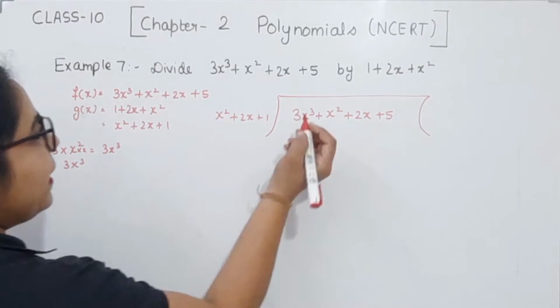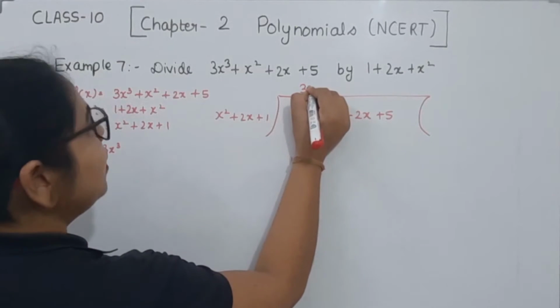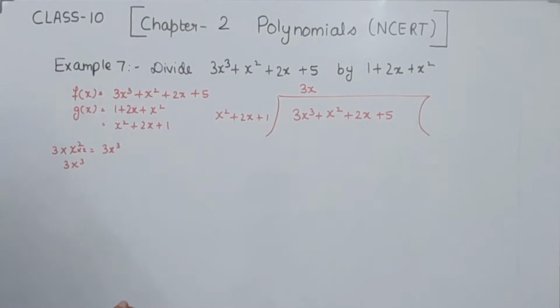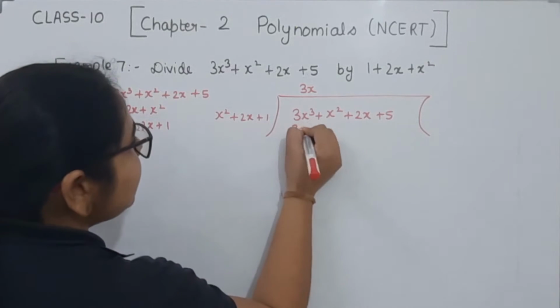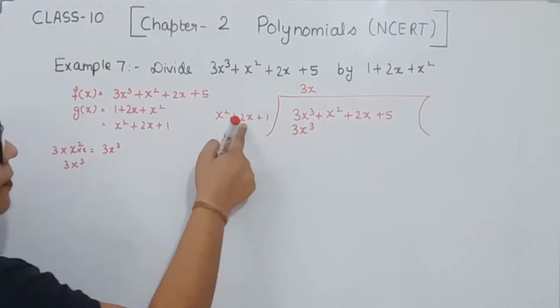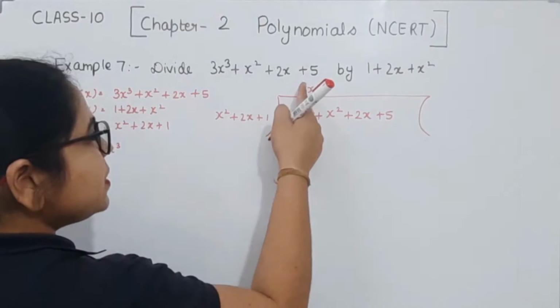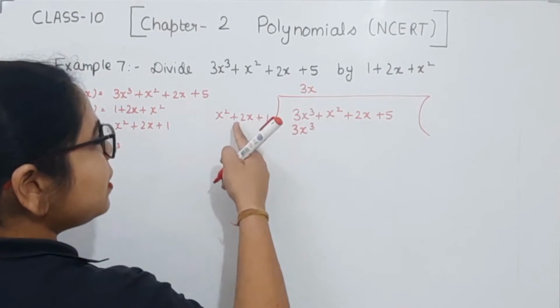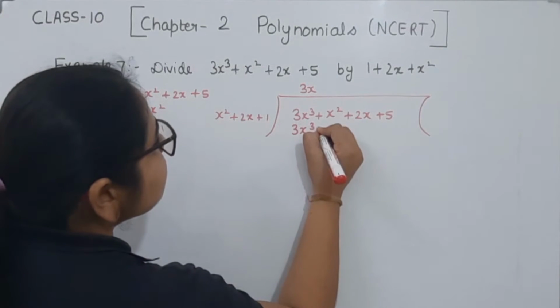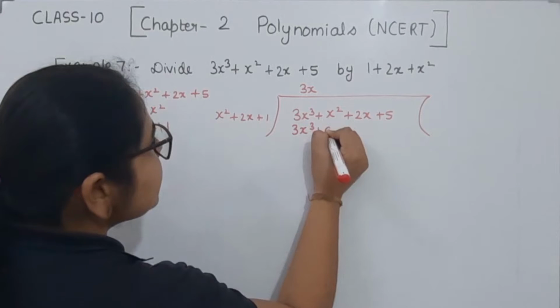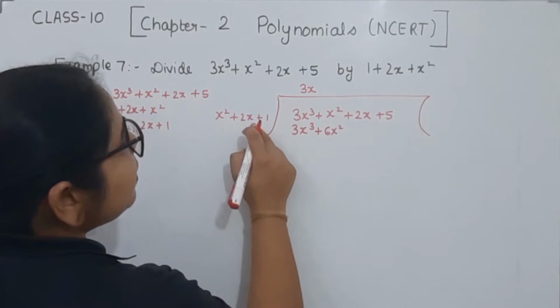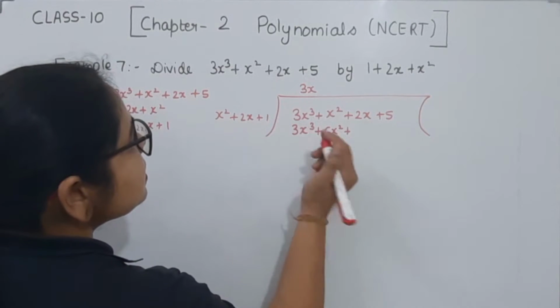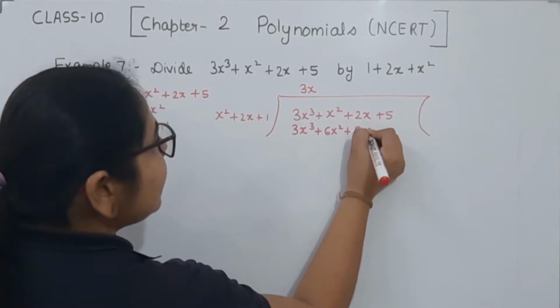So I am going to multiply here by 3x, so this will be equal to 3x cube. Now we have to multiply this by this one. So 3 2s are 6, so this is plus 6x square. Now plus 3 1s are 3, so we will have 3x here.